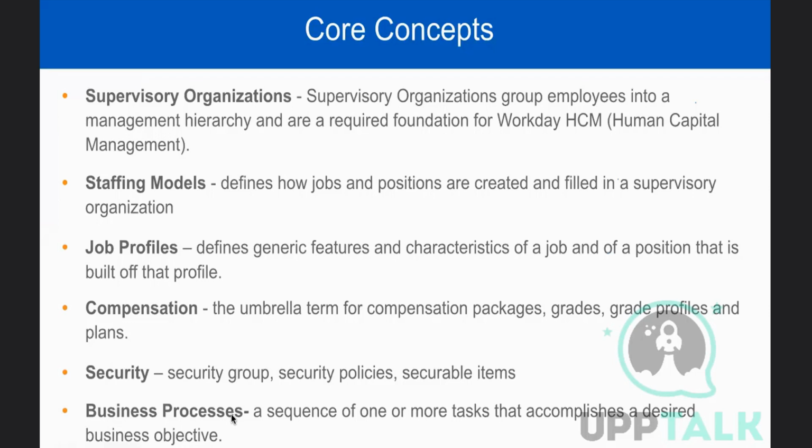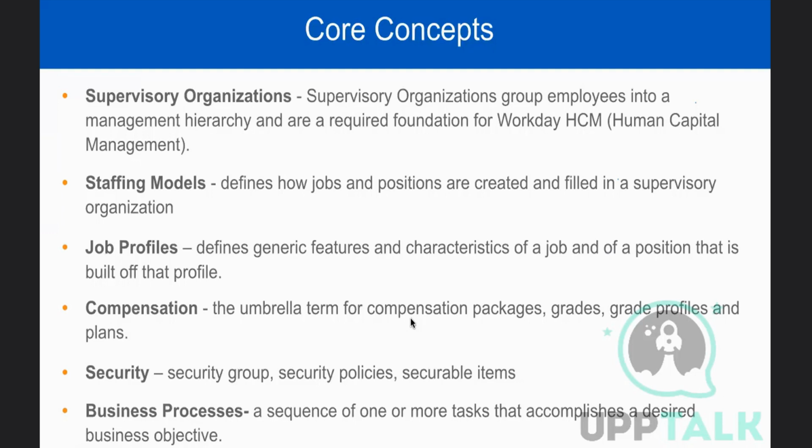All you have to do is understand how onboarding works. All you have to do is understand how performance works and implement that. In the back end, it's all a combination of security and business processes. So these 6 concepts give you a complete understanding of what core HCM is.